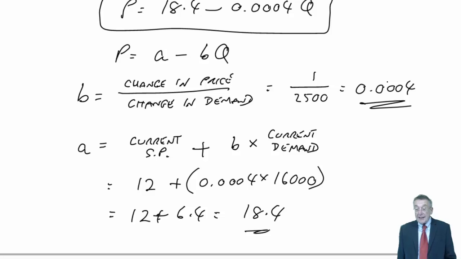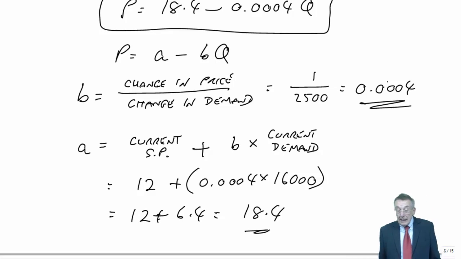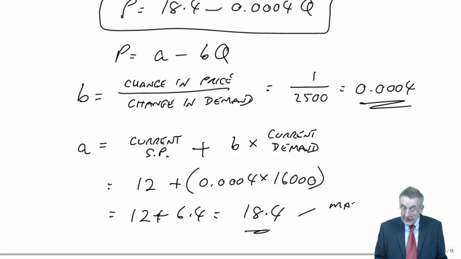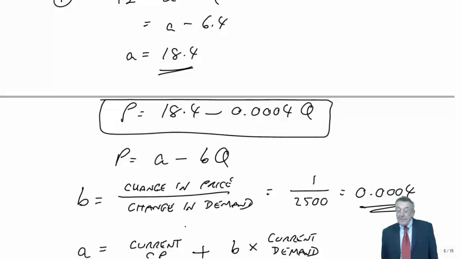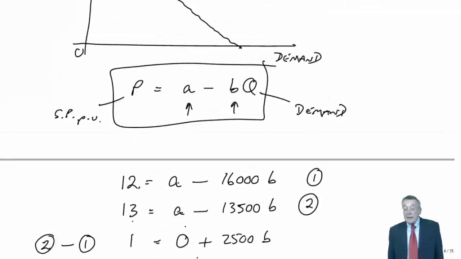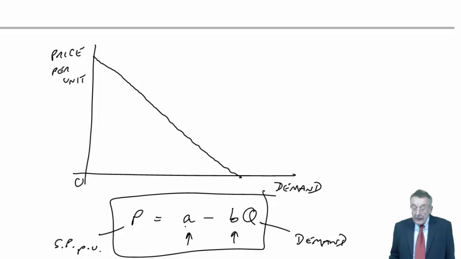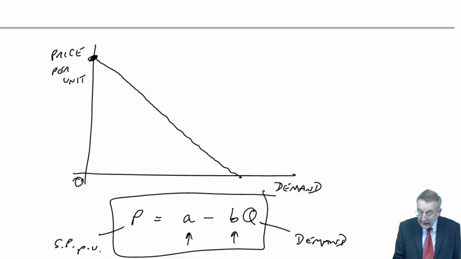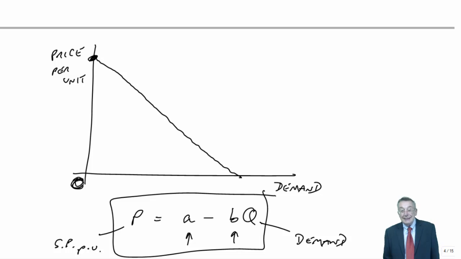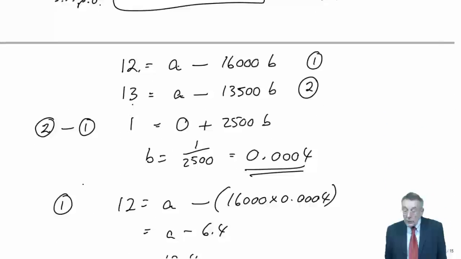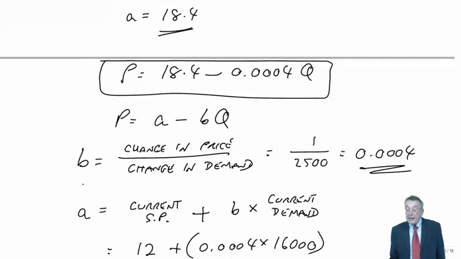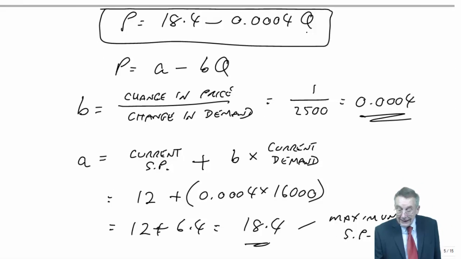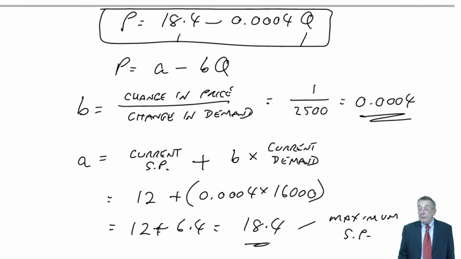And 18.4, in fact, is the maximum selling price out of interest. Remember, assuming it's linear, and if you think back to my little graph, the maximum selling price would be when demand was 0. And of course, if demand is 0, look at the equation: the selling price is 18.4. And then more and more demand, lower and lower selling price.